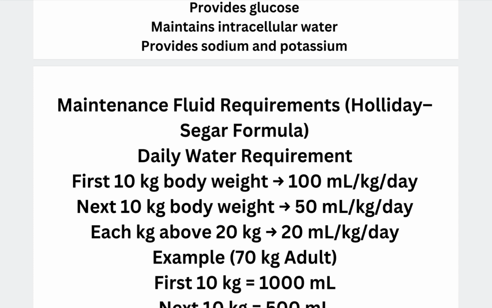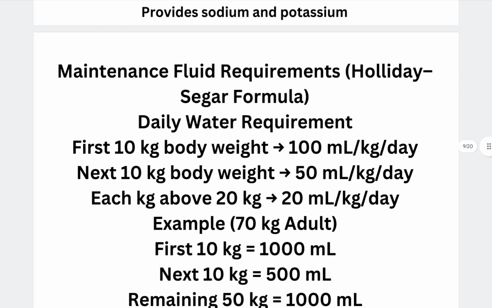For the first 10 kg of body weight, it is 100 ml per kg per day. For the next 10 kg of body weight, it is 50 ml per kg per day. For each kg above 20 kg, it is 20 ml per kg per day.